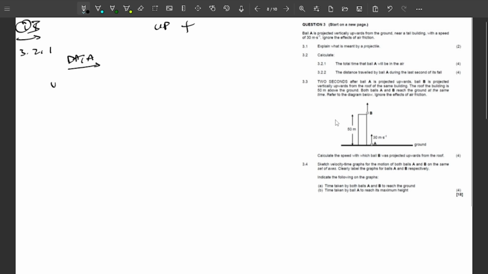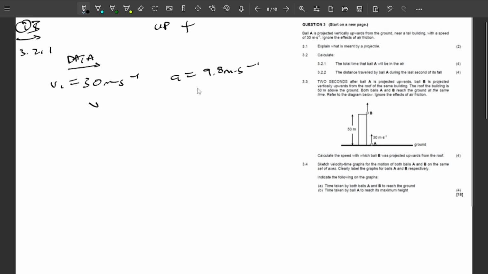We were told that the v initial is equal to 30 meters per second, and we know that the acceleration is equal to 9.8 meters per second squared. And what else do we know? Those are the two things that we know. Now, what can we use in order to solve this problem? Remember, we're not going to use this 50 because it's in the second question. So what we can use is this.